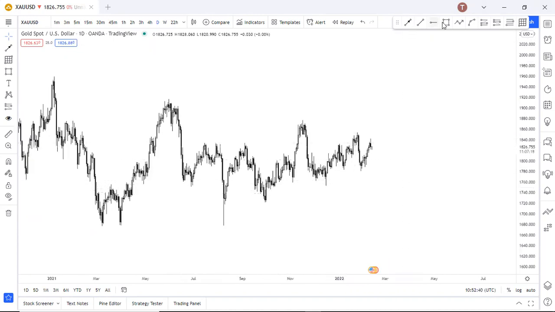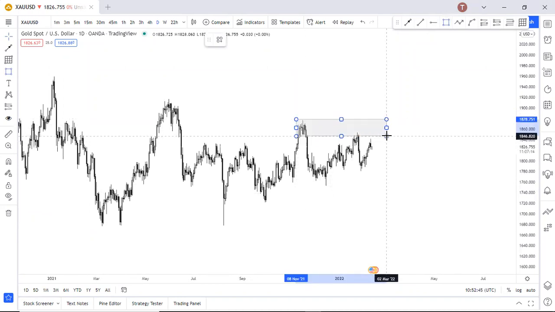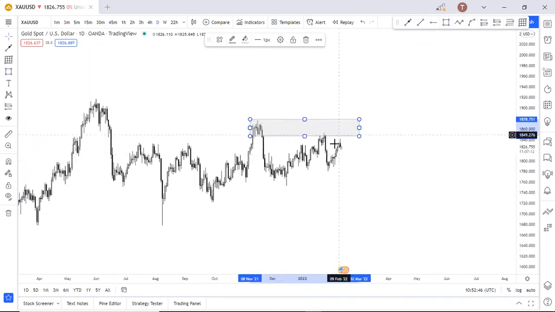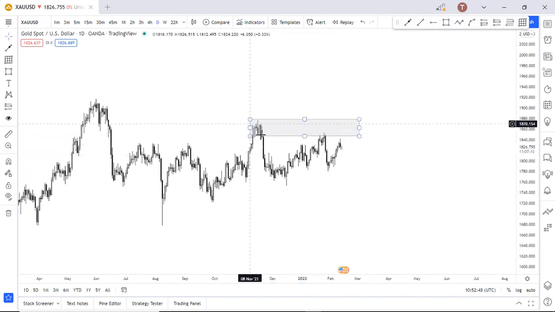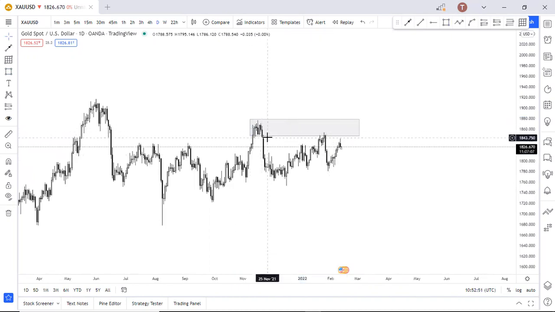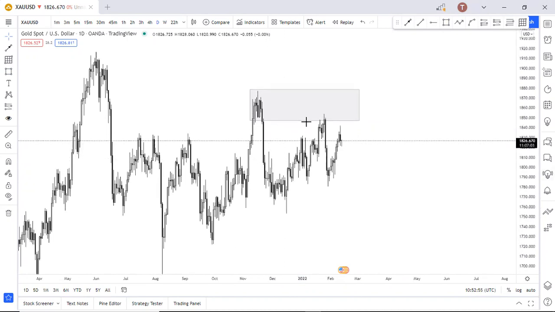And what are supply zones? Supply zones are zones that investors or traders initiate sell orders from. These zones are characterized with huge momentum candles. Strong supply zones will come with imbalances as well.